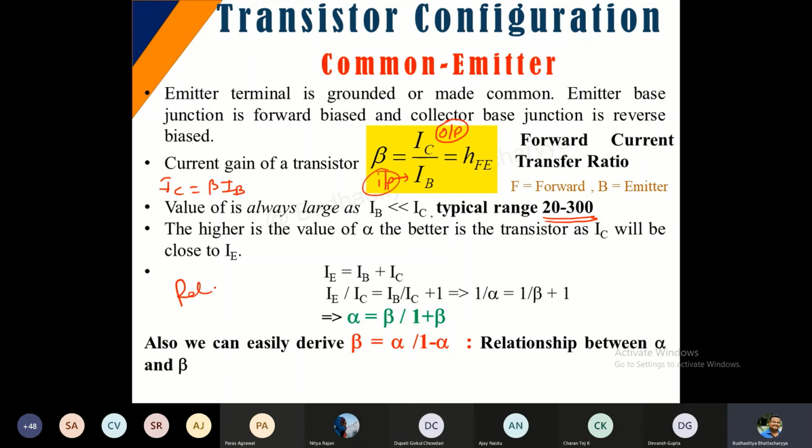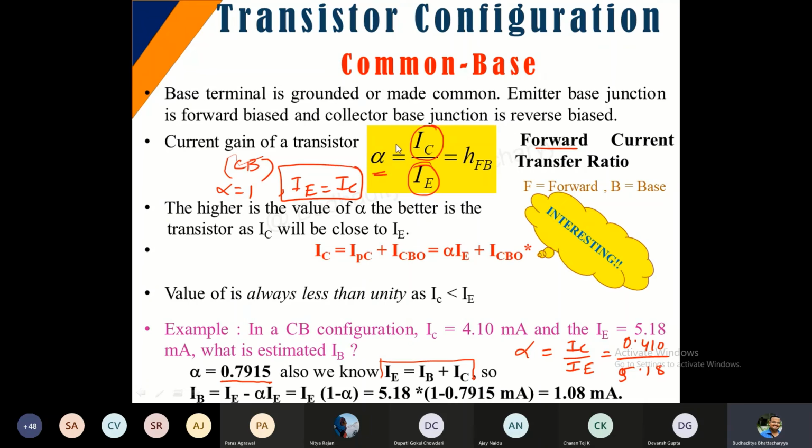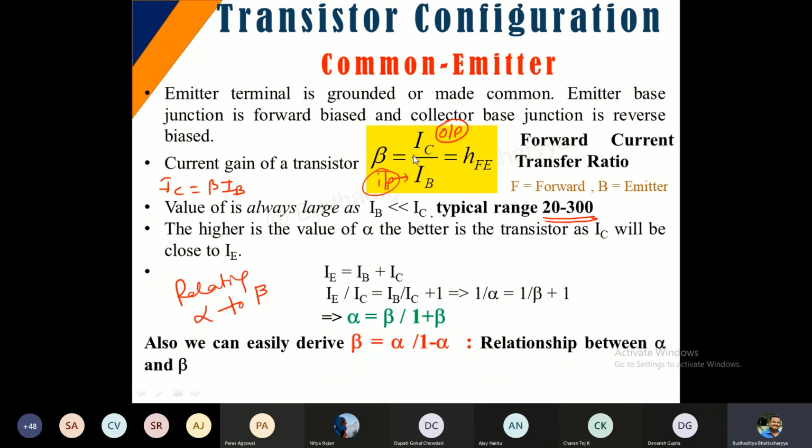This is relating alpha to beta. Okay, the two parameters that we have. So IE by IC is equal to IB by IC plus 1. Now IE by IC is nothing but 1 by alpha. Remember, we had just now found that over here. So this is 1 by alpha is equal to 1 by beta plus 1.